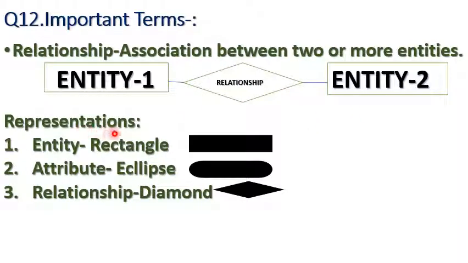Now there are some representations of how you represent them. Your entity is represented by a rectangle, attribute is represented by an ellipse, and relationship by a diamond. About your attributes, for example, if you have your entity as student, their attributes can be the name, date of birth, age, Aadhaar number, PAN number, etc. Here you can see my two entities are represented in rectangles and the relationship is in diamond shape. Thank you.